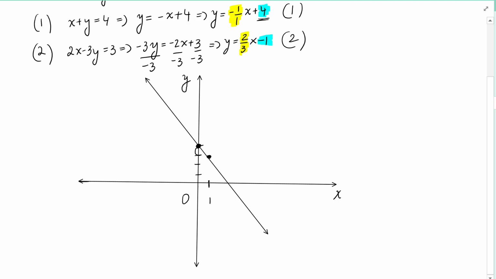All right, now let's draw the second line. So negative 1 is the y-intercept, so we start at negative 1. And then we go up 2, so 1, 2, and over 3. So that would mean this point.